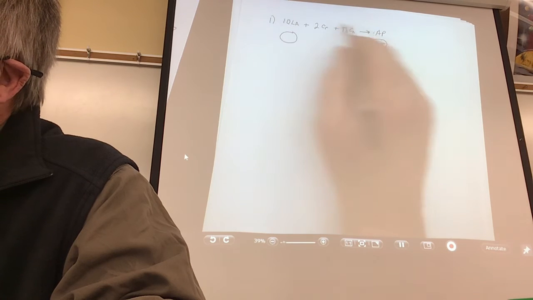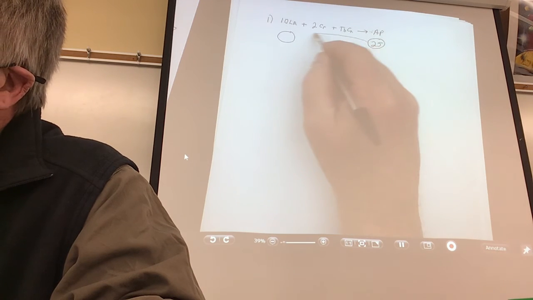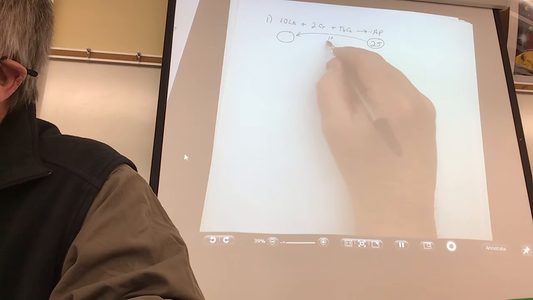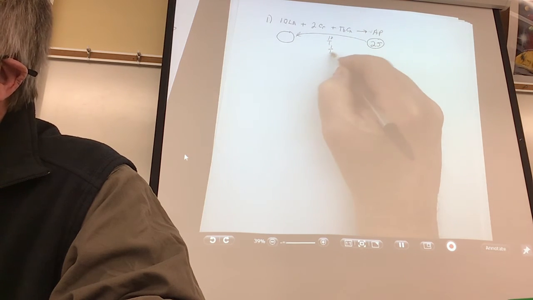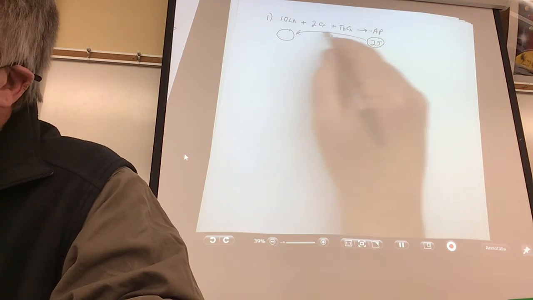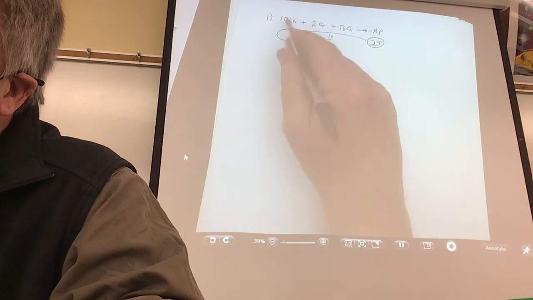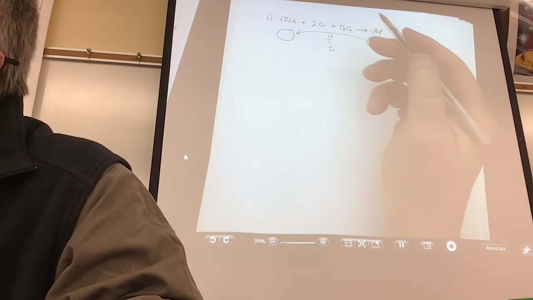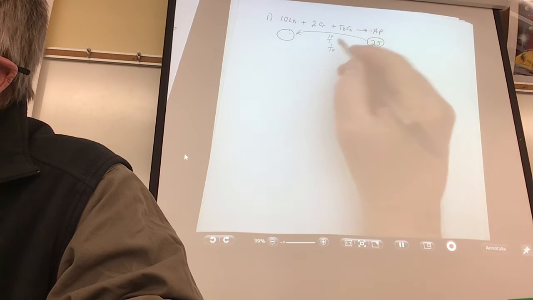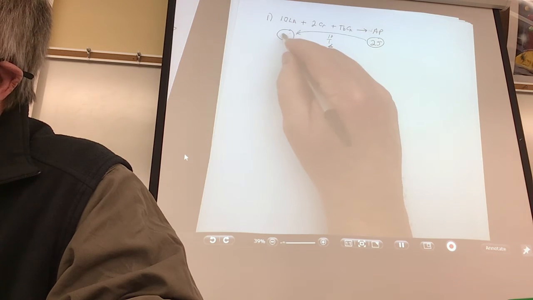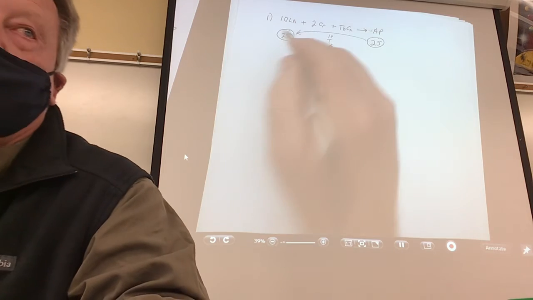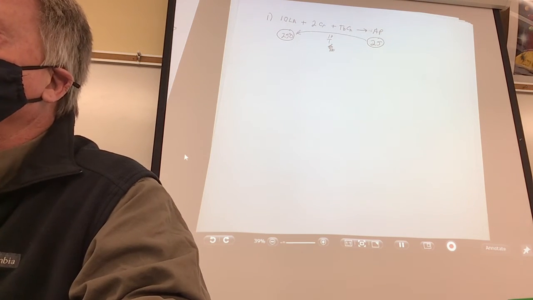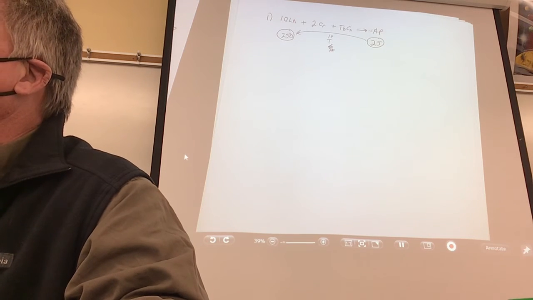Ready? 1, 10. Gotta get bigger. Are you going to multiply by 10 over 1 or 1 over 10? Which one's going to make you bigger? Which fraction is going to make me bigger? 10 over 1. And he said, I see. You're trying to keep the ratio of the balanced equation the same. That's right.